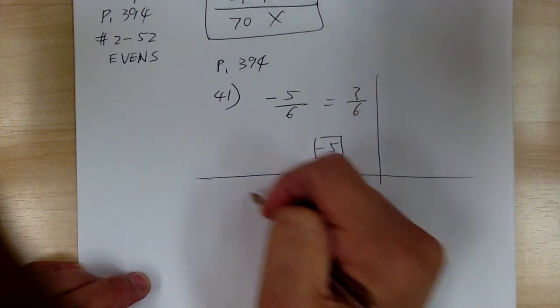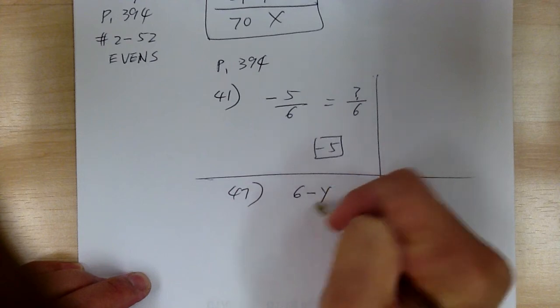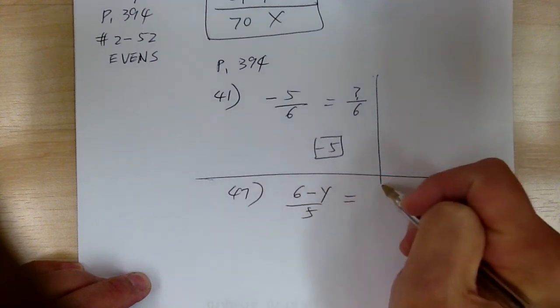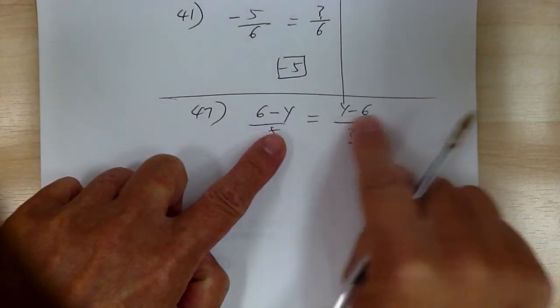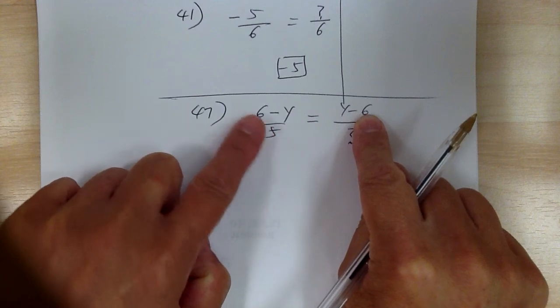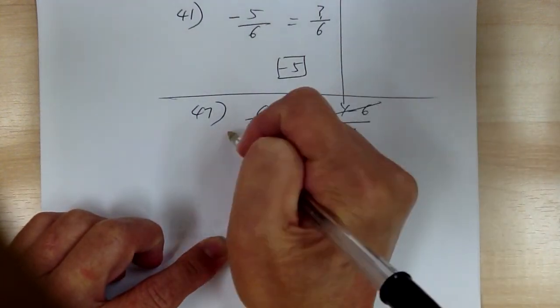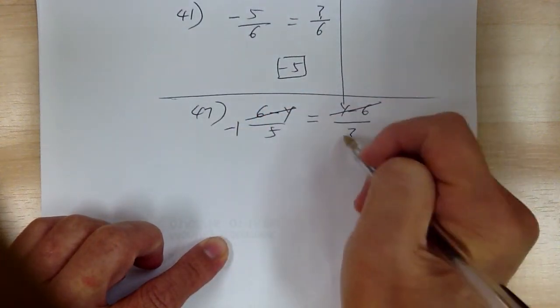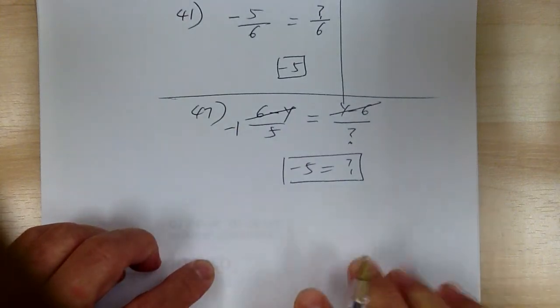Let's go and do 47. In 47, you have 6 minus y over 5 equal to y minus 6 over question mark. So again, remember, you want to match things up. So y minus 6 and 6 minus y is negative 1. So if you cancel these things out, you're going to get negative 1. So again, in this case, the question mark will equal negative 5. So all you're doing is the matching.